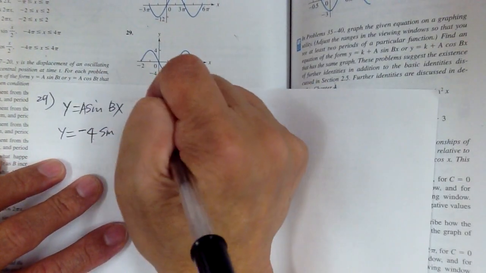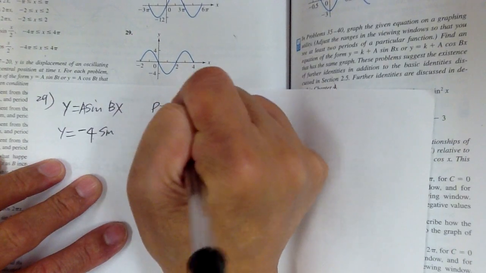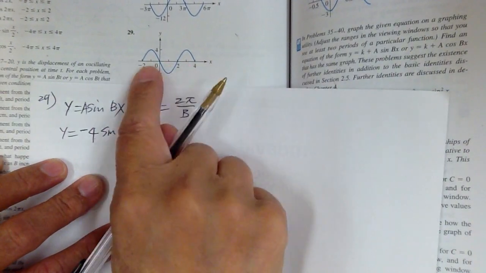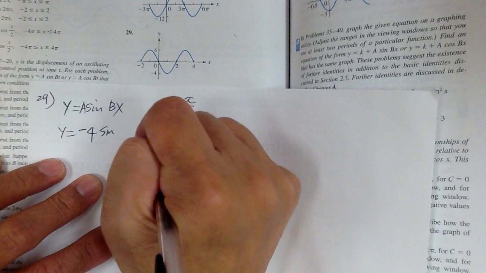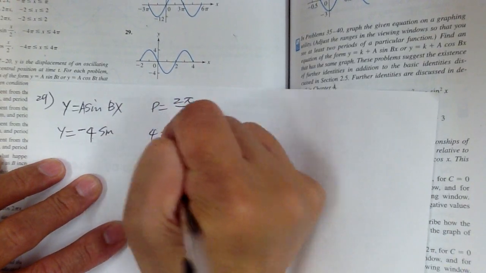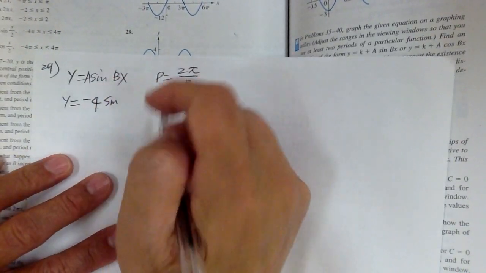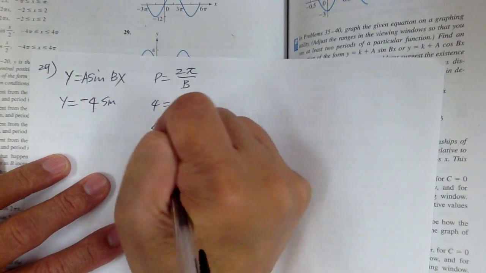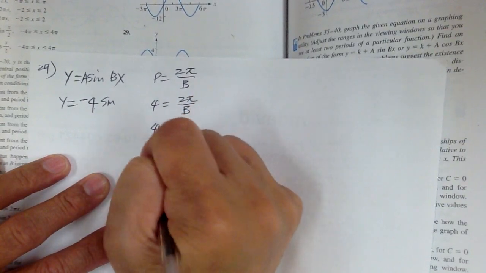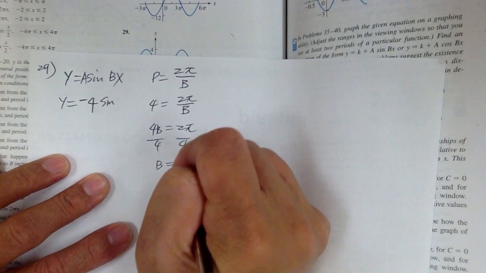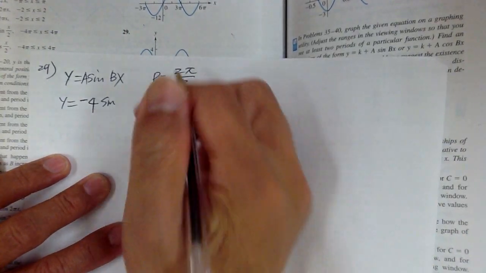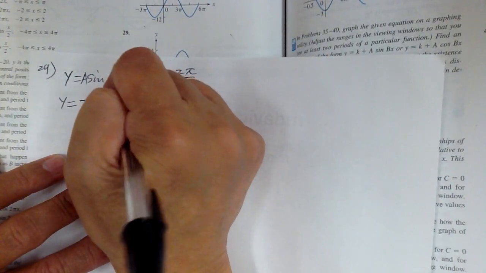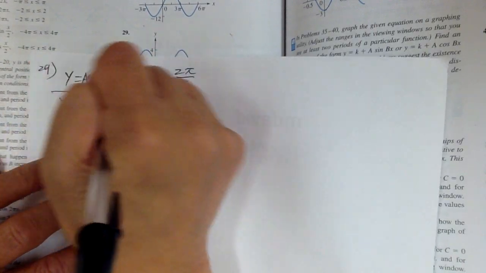Okay, now again, p equal to 2 pi over b. So from here to here, you can see the period equal to 4. So 4 equal to 2 pi over b. Cross multiply, so you got 4b equal to 2 pi, divided by 4, divided by 4. So b equal to pi over 2. So it'd be pi over 2 x.